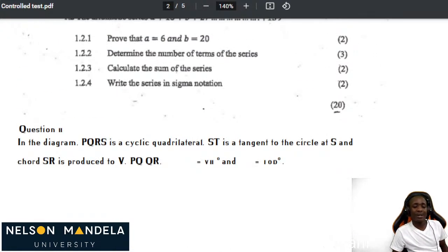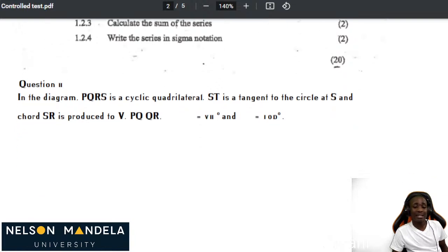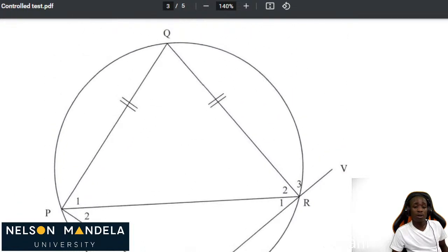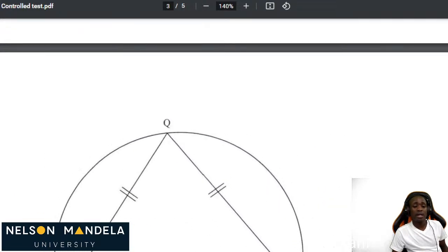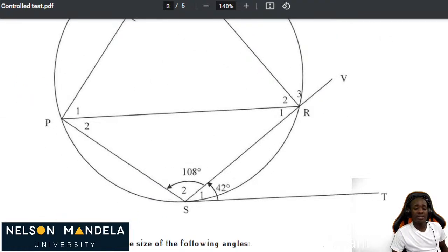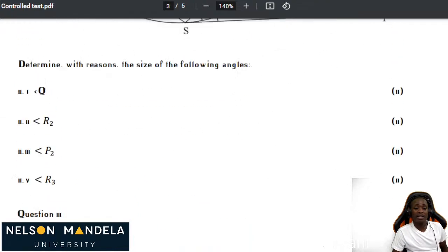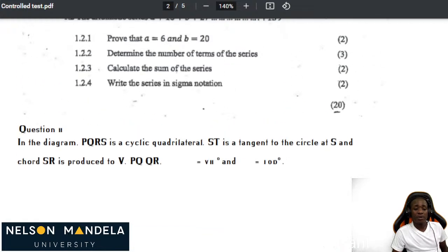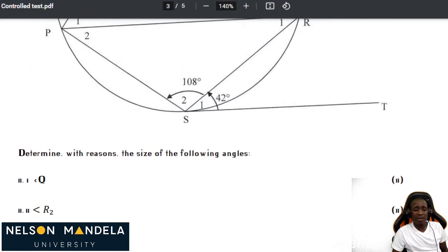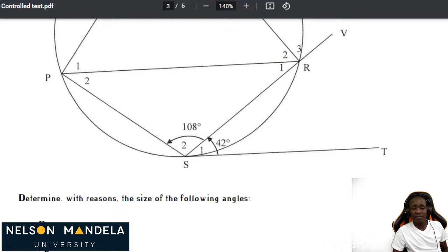PQRS is a cyclic quadrilateral with ST as a tangent. Where's ST? Oh, yeah, there is ST where there's an angle of 42 degrees. Then also SR is a chord which is produced at V, and PQ and QR. All right. Now our question is saying calculate, determine with reason the size of the following angles.